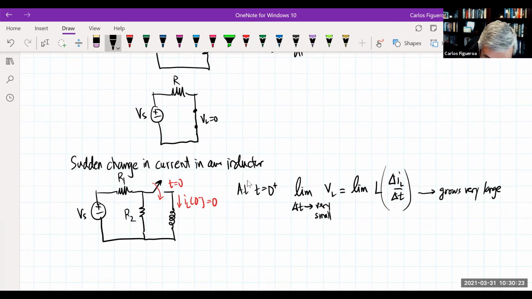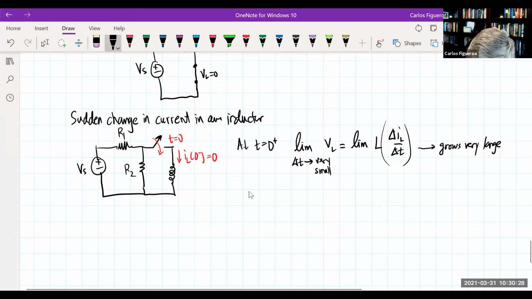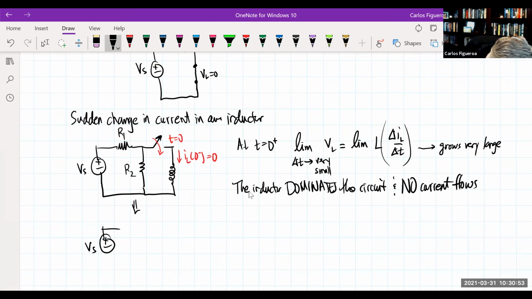So if you're looking at the circuit here, if it grows really large, then the inductor dominates the circuit and no current flows, right? Because in essence, if I look at the circuit, it is going to look like this.